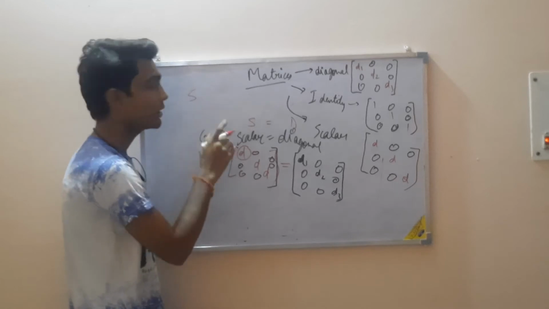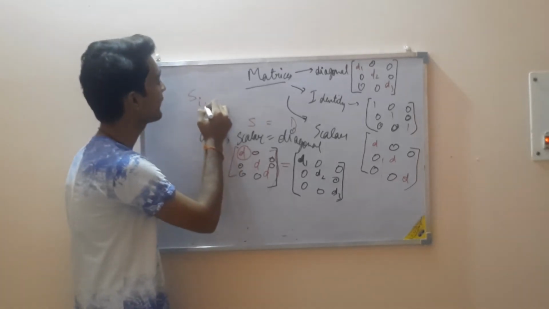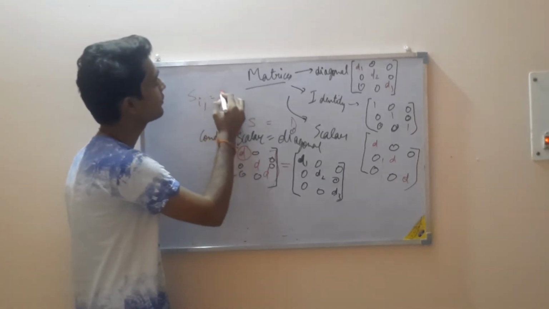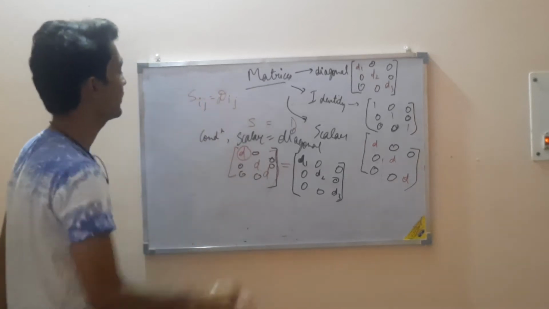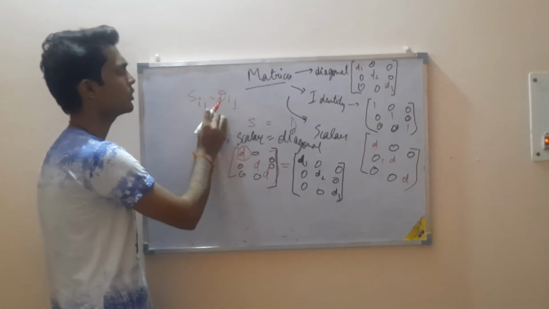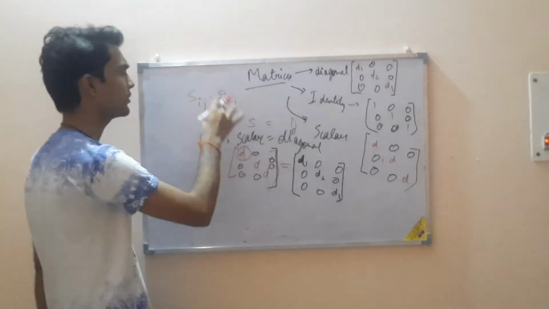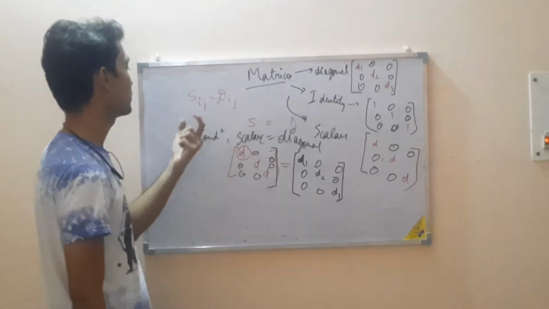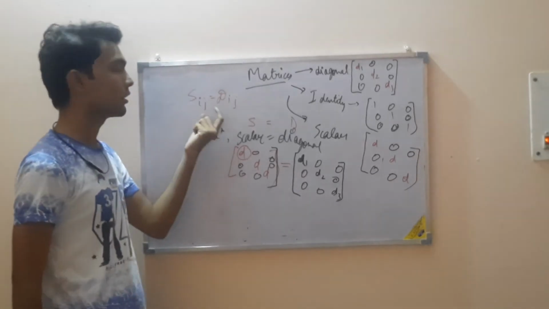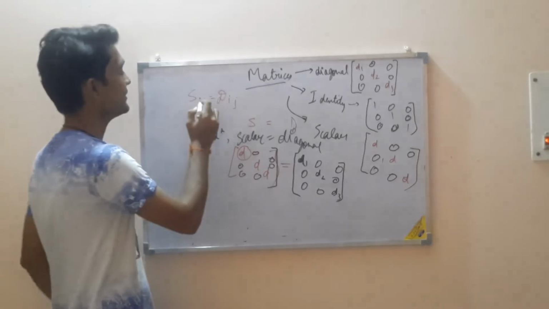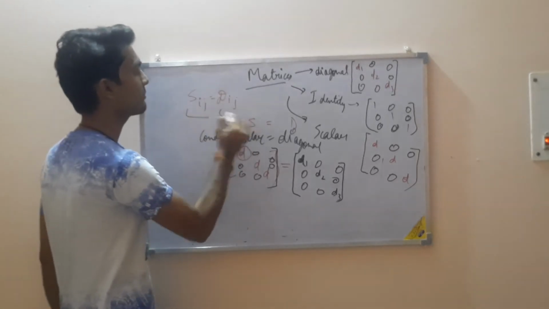Two matrices are said to be equal if their Sij is equal to Dij. Whether i equal to 1, j equal to 1, or j equal to 3, i equal to 3, anything. For any value of i and j, the entries at Sij and Dij must be equal.